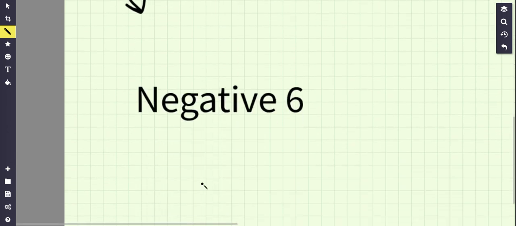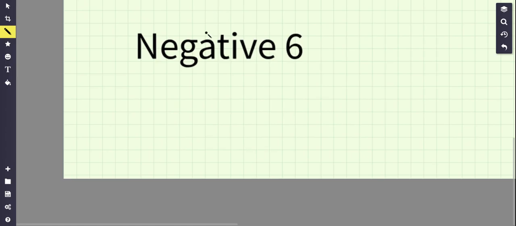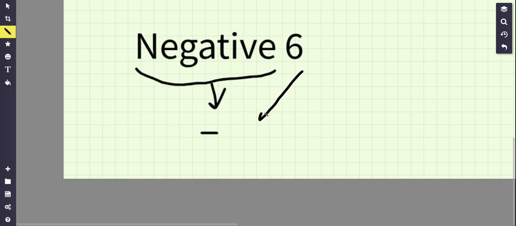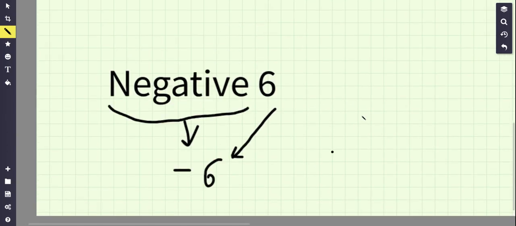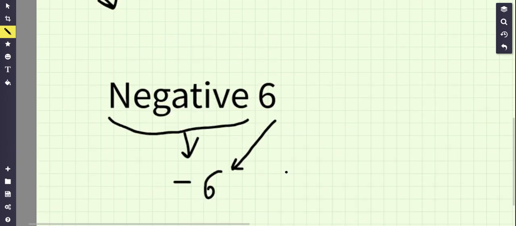All right, here we're gonna use some common sense. We have the keyword negative. So I know this is a negative number. I know there's going to be a minus sign in front of it. Here we're gonna have a six. Put the six, and we have a negative six. Easy enough. Today's just a brief lesson of what negative numbers are.